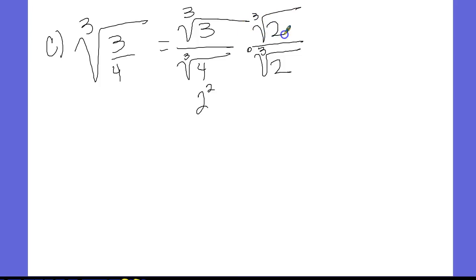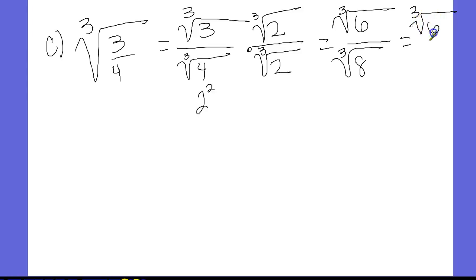So I would say that it would be better to do the cubed root of 2 over the cubed root of 2. Now the reason for that is that I'll get the cubed root of 6, right? Because you use your product property, put them together, over the cubed root of 8, which is a perfect cube. Cubed root of 8 is 2. And so my final answer, I'm pretty sure, is the cubed root of 6 over 2. Because I'm pretty sure there's not a perfect cube in 6. 2 times 3, right?